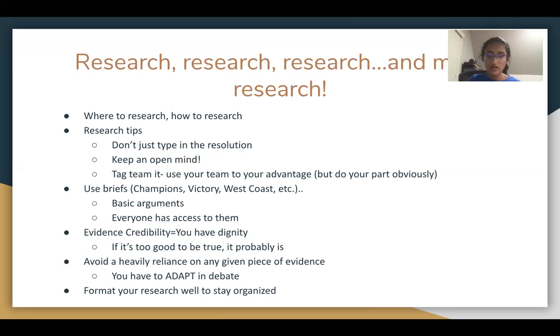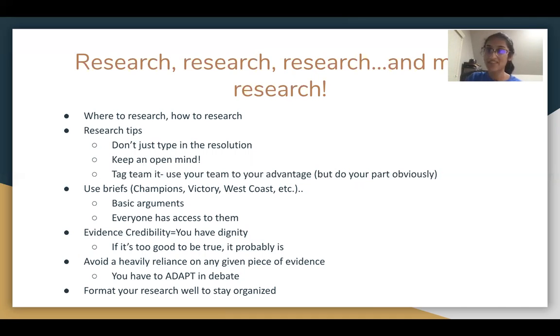Use briefs. Some examples are Champions, Victory, West Coast. Briefs are basically like hundreds and hundreds of pages of cards and blocks. So people that have a lot of time on their hands, I guess, just compile a lot of research and make it easy for us to access. If your school doesn't have access to these, which Hoover doesn't, we use Reddit trading. So we'll have some cards and we'll say, you want to trade me? If you give me Champions, I'll give you my cards. And that's a good way to get briefs.